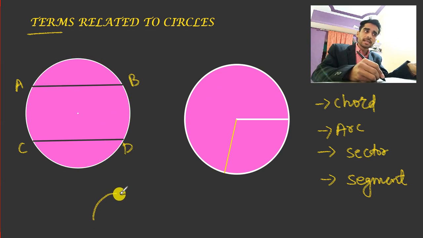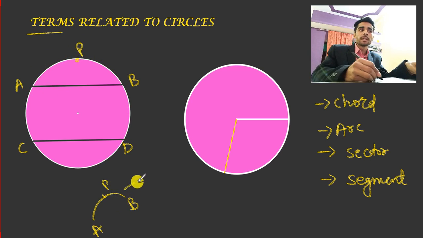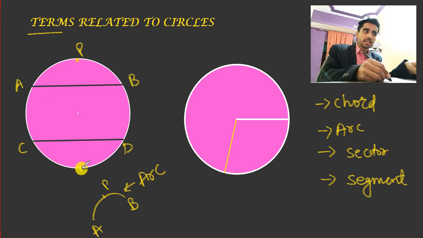Arc. We can say that a part of the circumference of the circle is known as an arc. Such as this portion A, B, or here if I give a name as P, this portion A, P, B will be an arc of the given circle. Same as if I give here a name as Q, then C, Q, D will be an arc of this given circle.